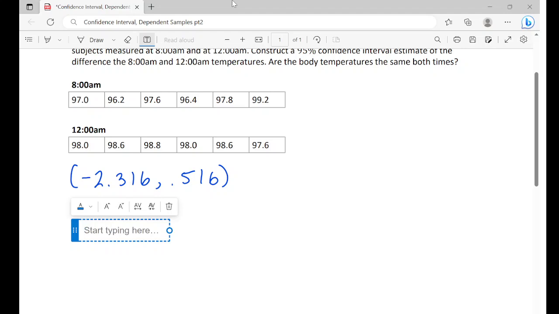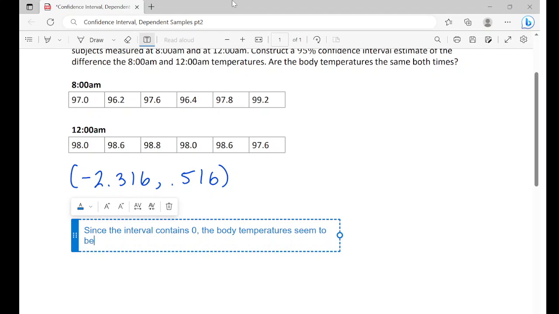So since our interval contains 0, we can state in our conclusion to answer the question that since the interval contains 0, the body temperatures seem to be about the same at both times.